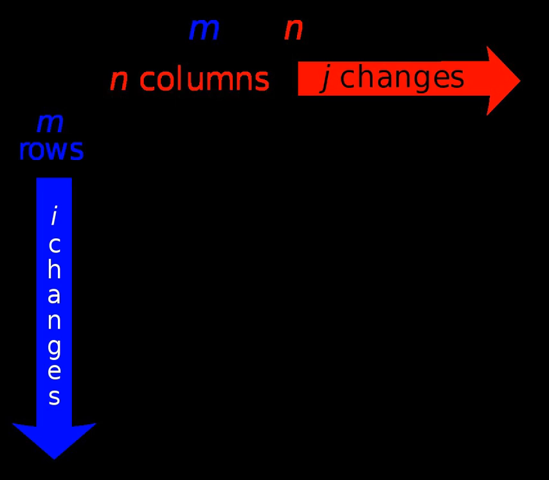Other authors define a principal submatrix as one in which the first k rows and columns, for some number k, are the ones that remain. This type of submatrix has also been called a leading principal submatrix.